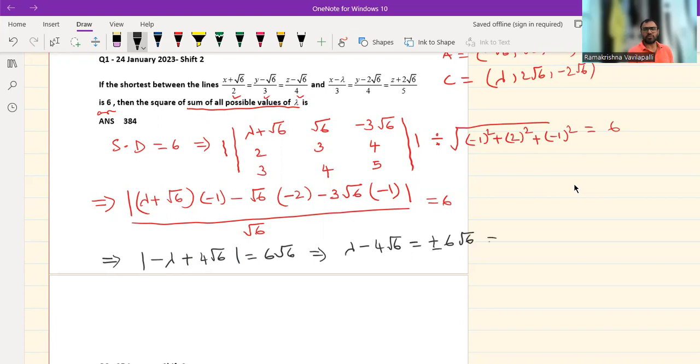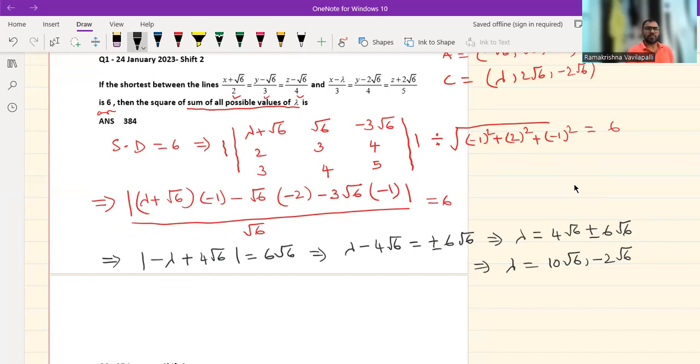So we got two values for lambda. That lambda equal to 4 root 6 plus or minus 6 root 6, which implies lambda equal to, if you take positive side, you will get 10 root 6. If you take negative side, you will get minus 2 root 6. Now, what is the question?